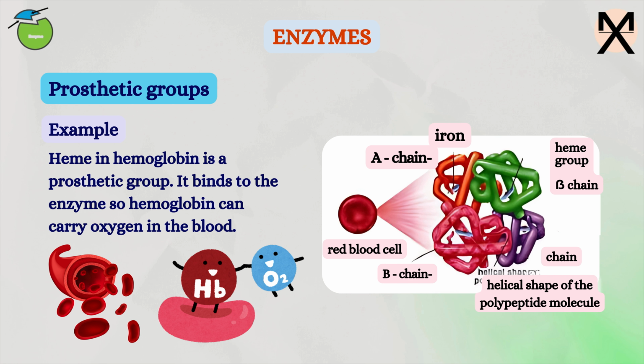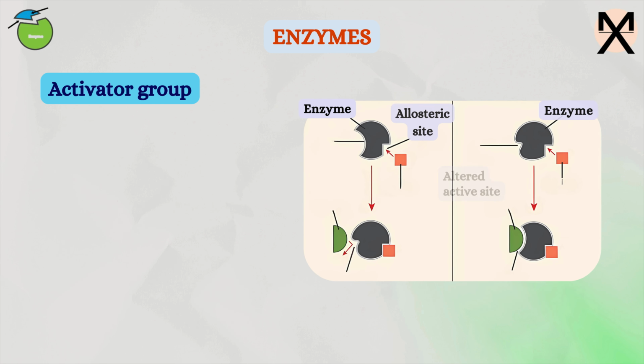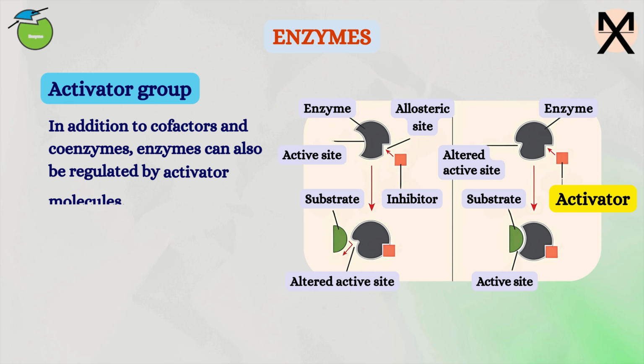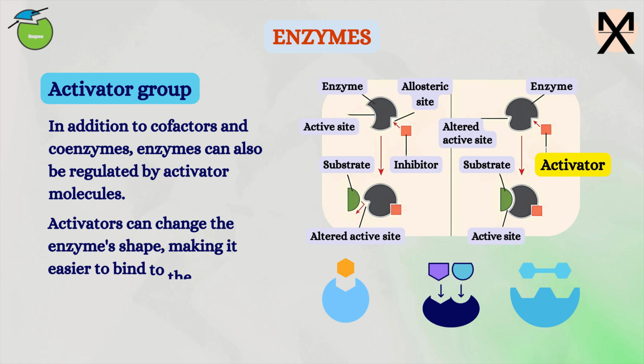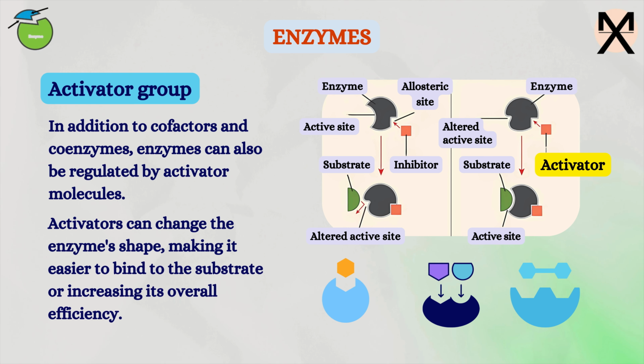Next are activator molecules. In addition to cofactors and coenzymes, enzymes can also be regulated by activator molecules. These small molecules enhance enzyme activity, like adding fuel to fire. An activator can change the enzyme's shape, making it easier to bind the substrate or increasing its overall efficacy. For example, calcium ions can act as activators.